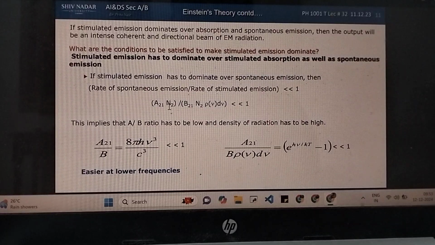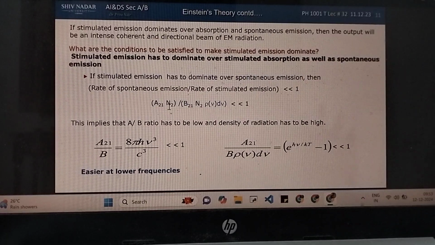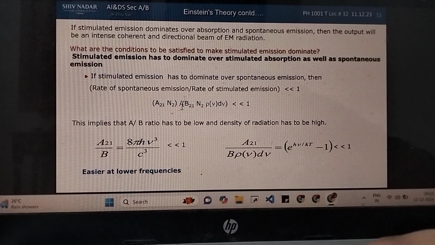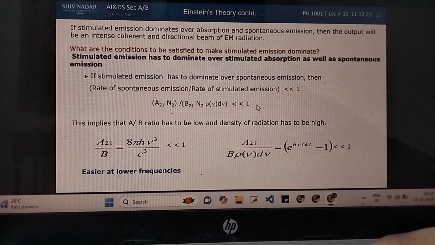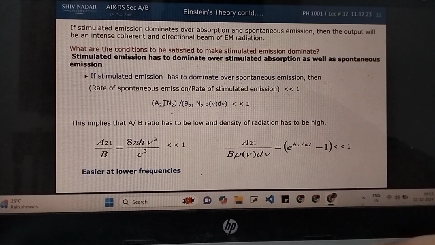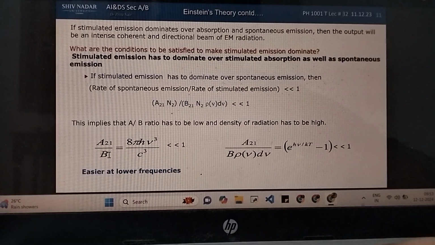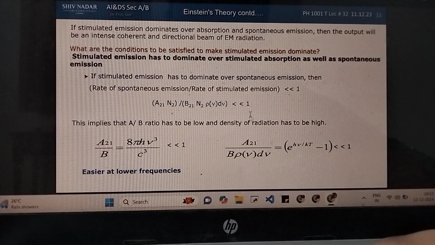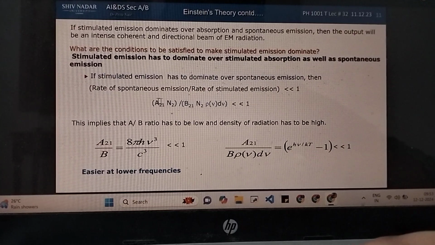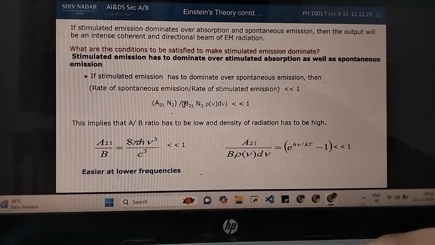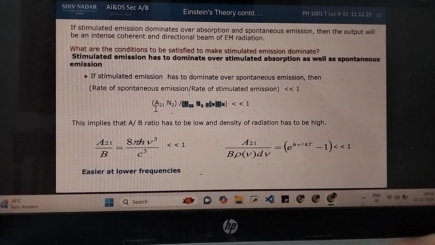We are not bringing the n2 by n1, 8 pi h nu cubed, all that here, just the simple direct expressions we derived. A21 n2 upon B21 n2 rho nu d nu should be much less than 1. Of course the n2 and n2 get cancelled, and what you are left with is A21 upon B21 rho nu d nu. So A21 by B21 rho nu d nu should be much less than 1. That is when you say the numerator is very small and the denominator is very high, and that's when stimulated emission is much greater than spontaneous emission.